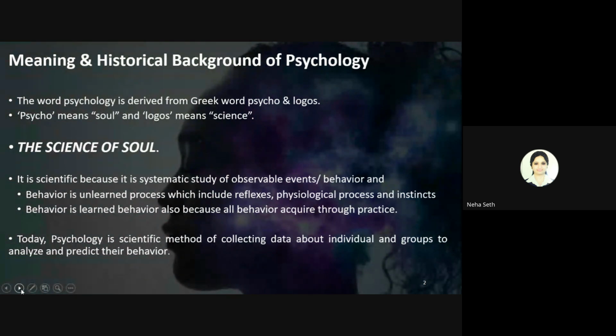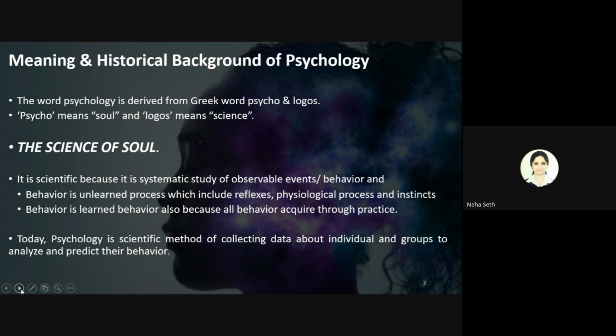So that is why I can say here that psychology is a science of soul, from where the meaning and historical background of psychology was derived, because psychology is known as science of soul. The word psychology is derived from the Greek words psyche and logos. So it's a combination of two words, where psyche means soul and logos means science. So that means psychology is science of soul.